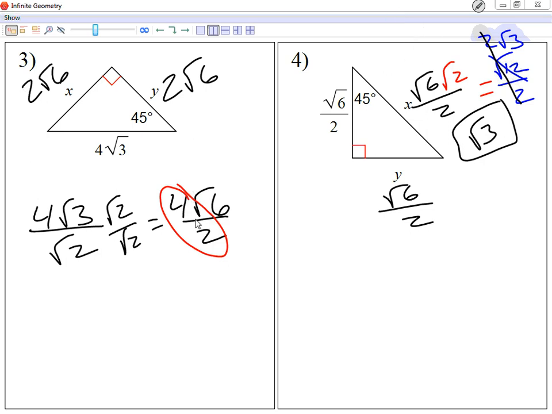4 divided by 2 is 2 radical 6. Remember, don't mix a whole number and a radical. You cannot, don't mix and match. Only whole numbers with whole numbers and radicals with radicals.